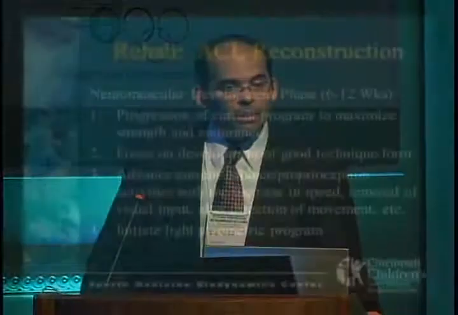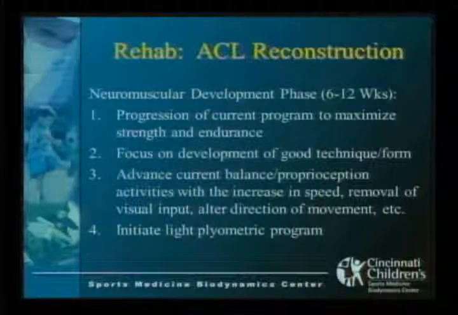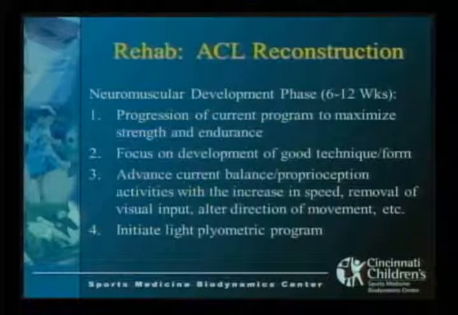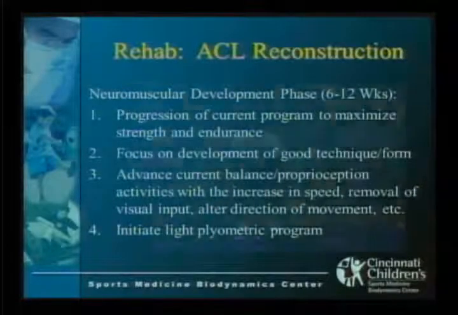And this next phase I like to call the neuromuscular development phase, because we've worked through some of those acute and subacute deficits, which we typically see post-operatively. And now we're advancing on to a phase where we can start to work on enhancing our strength. So the goals of this phase are to progress the current program to really maximize our strength and endurance, to focus on the development of good technique, to advance our current balance and proprioception activities, and then at the end of this phase to initiate a light plyometric program focusing specifically on technique.